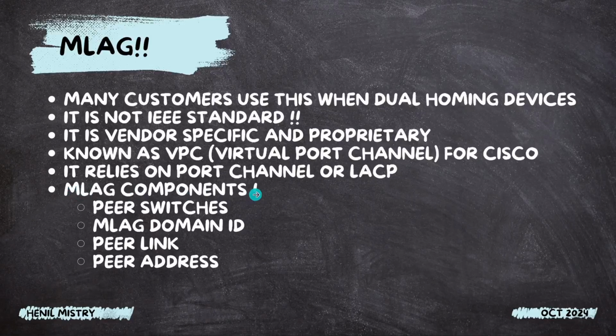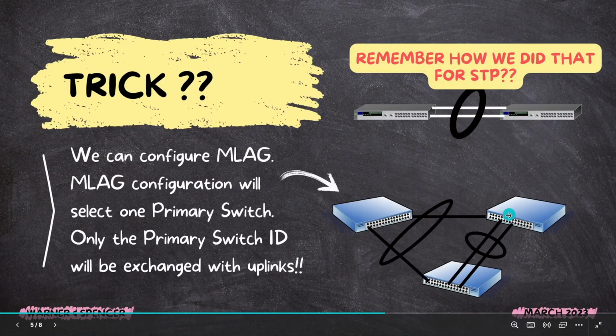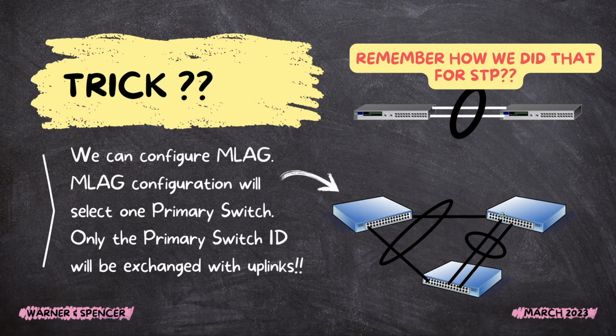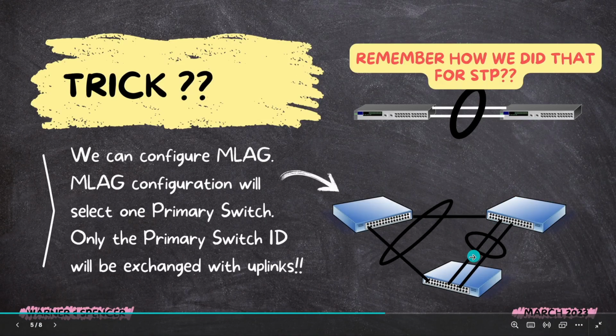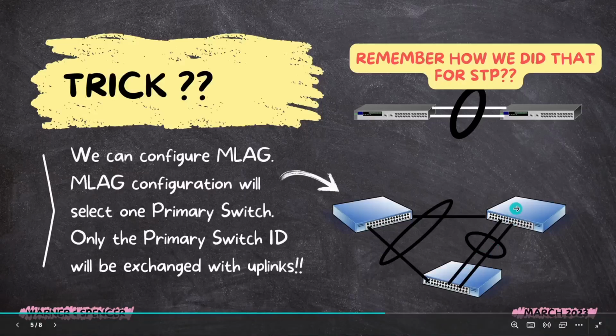Now some of the components that we will use to configure MLAG, and we'll use these terms in the second video when we see how to configure MLAG. Just to let you know, these are all the components. First, peer switches: when we want to introduce redundancy and have configured MLAG, these two switches are called peer switches.